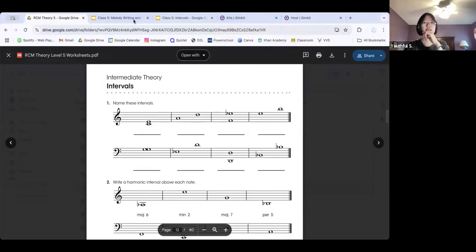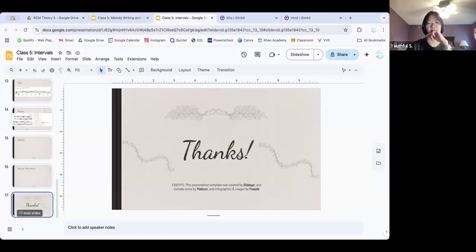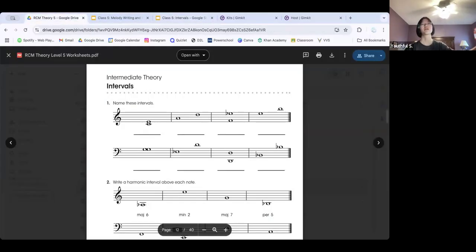Other than that, the next unit is music history. So you guys get to listen to old music. Yippee. No homework, but if you got a lot of questions wrong, I recommend you do this interval practice. And you can also do melody writing practice if you are interested in melody writing.